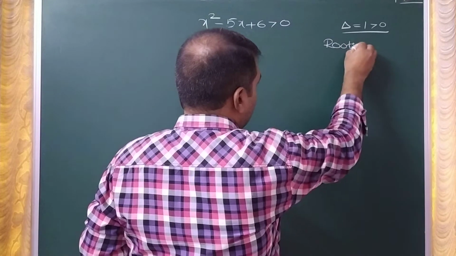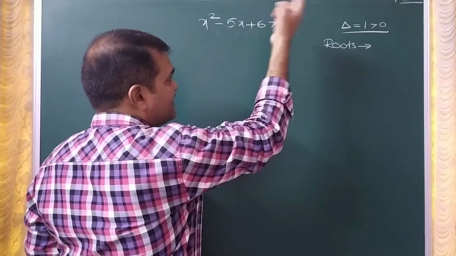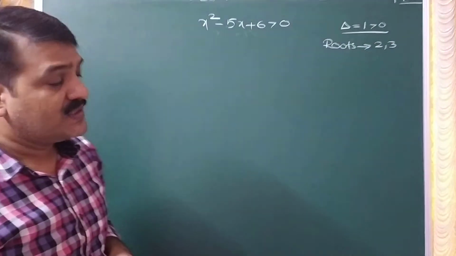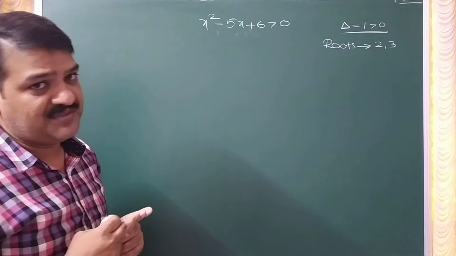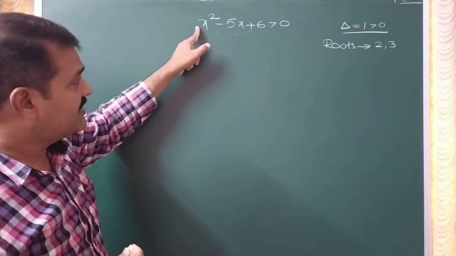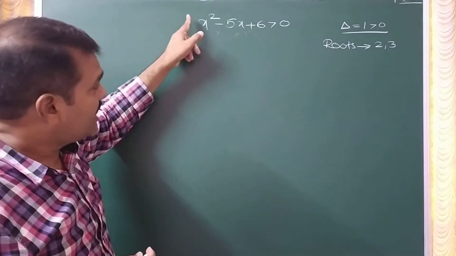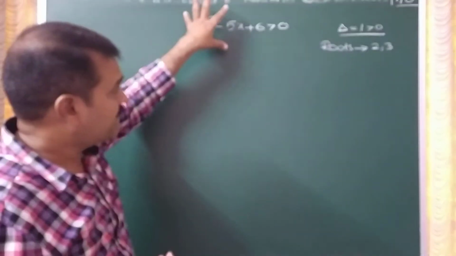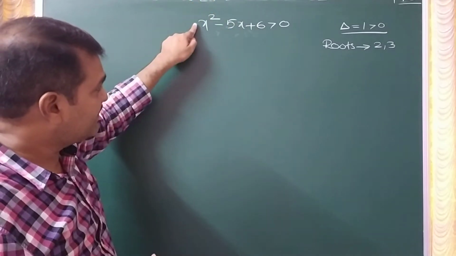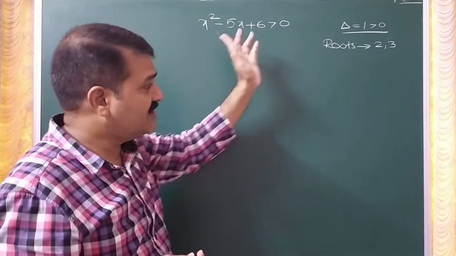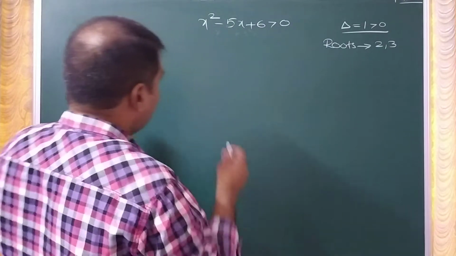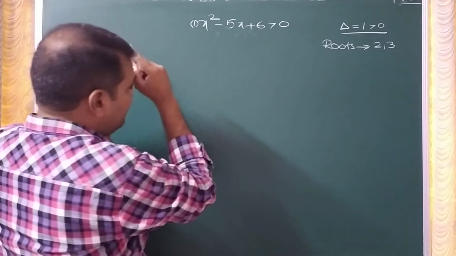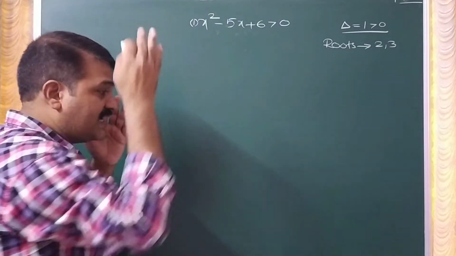What are the roots of x squared minus 5x plus 6 equal to 0? They are 2 and 3. So roots are 2, 3. The coefficient of x squared is positive here, and the total expression is also positive. This happens when the coefficient of x squared and the expression have the same signs. So clearly you can see the coefficient of x squared is positive, and the coefficient of x squared and expression have the same signs.